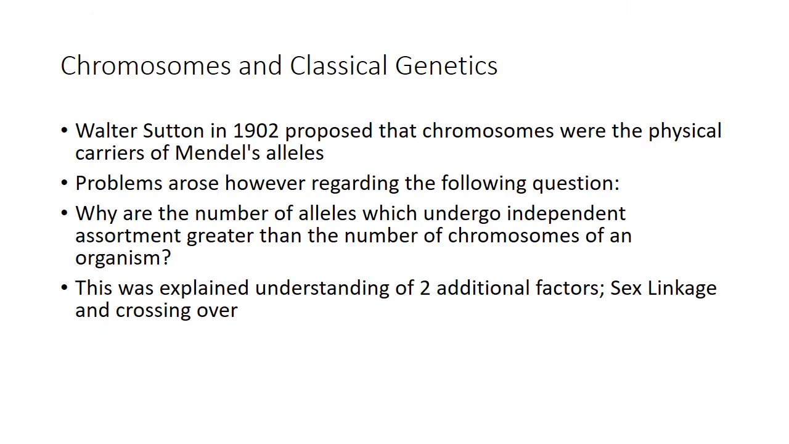Now, some chromosomes in classical genetics. Walter Sutton in 1902 proposed that chromosomes were the physical carriers of Mendel's alleles, which the chromosomes is our DNA, so he's right. Problems arose, however, regarding the following question: why is the number of alleles which undergo independent assortment greater than the number of chromosomes in that organism? This was explained with the understanding of 2 additional factors, which were sex linkage and crossing over.